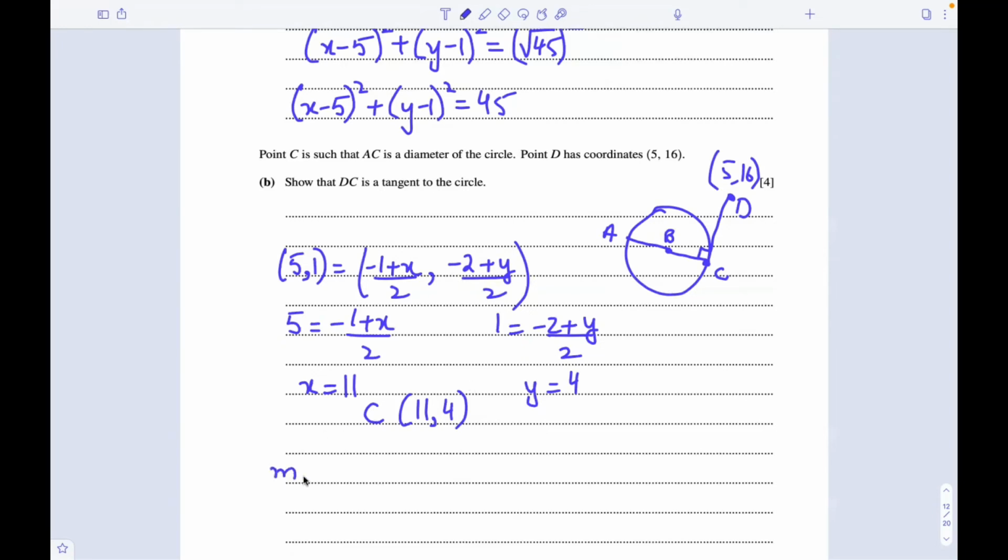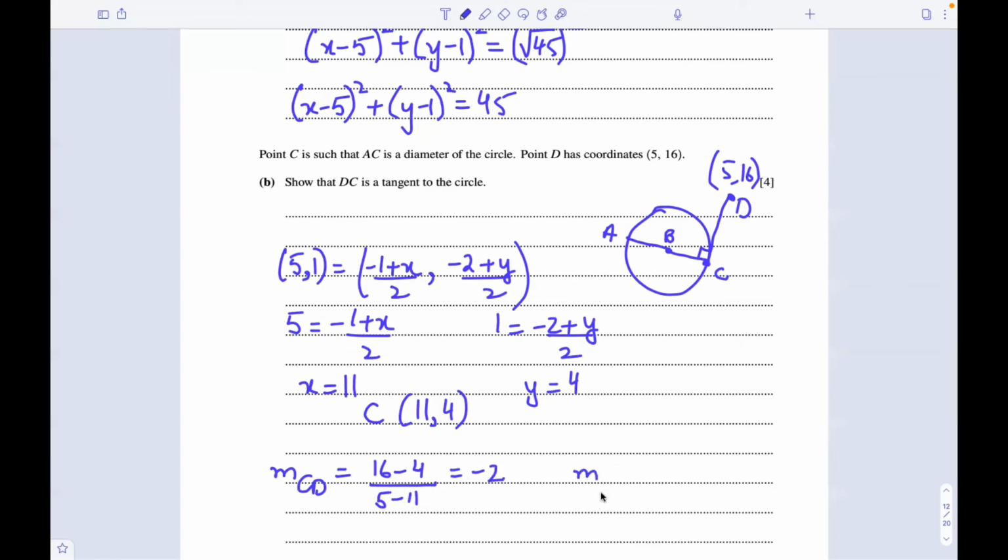So the gradient of CD would be y2 minus y1, so we can write 16 minus 4 divided by x2 minus x1, which will become 5 minus 11. So this will be 12 divided by minus 6, which is minus 2.